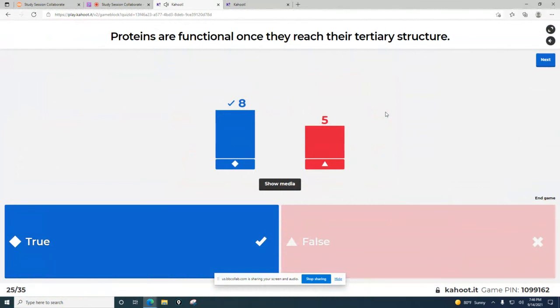So, this is true, right? Because their primary structure, not functional. Secondary structure, not functional. Tertiary, we need that 3D structure. We need to be folded up just right because remember, structure determines function. And if you mess up the structure of a protein through like denaturation, if you mess with the pH, you mess with the temperature, proteins will unfold and they lose their function because structure is everything. So that is true.